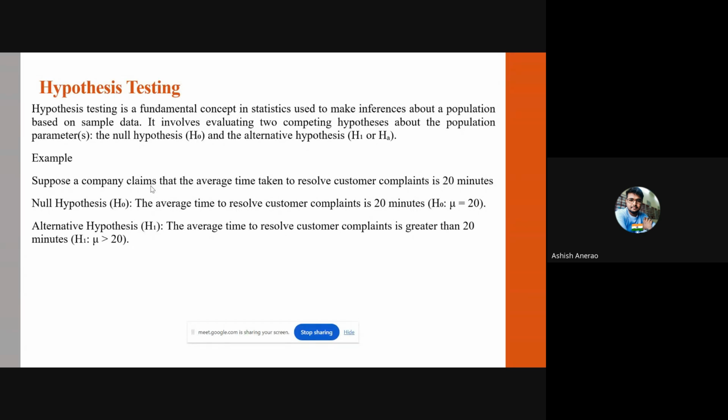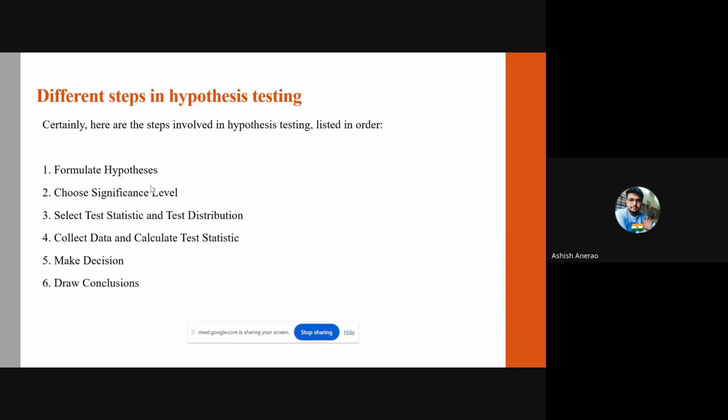So this is about the null and alternative hypothesis. Whenever we talk about hypothesis testing, there are many steps. The main first step is to identify our problem. After identifying our problem, we formulate some objectives, and on the basis of those objectives we formulate the hypothesis. So first understand the problem, then formulate the objectives, and then formulate the hypothesis.